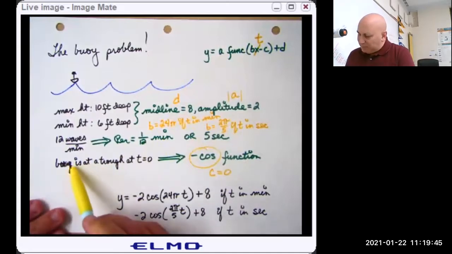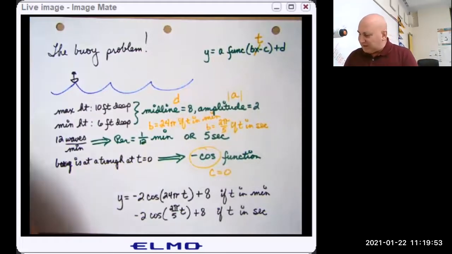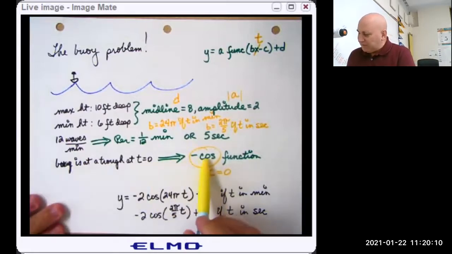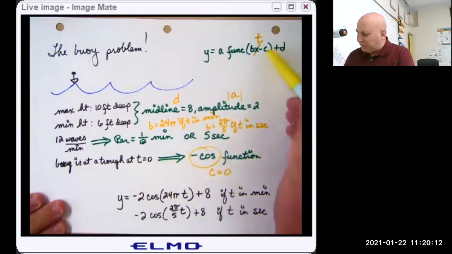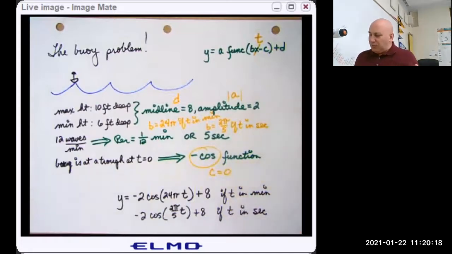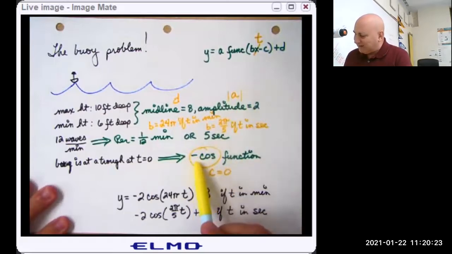And then I'm told that the buoy is in a trough at t equals 0. Well, that's wonderful, because that tells me that it's a negative cosine function. Cosine, remember, at 0 starts at its maximum. You flip that over the x-axis, and negative cosine must be at a minimum at t equals 0. So if it's a negative cosine function, there is no c value. There's no translation. So that negative cosine tells me that my A is actually negative 2.